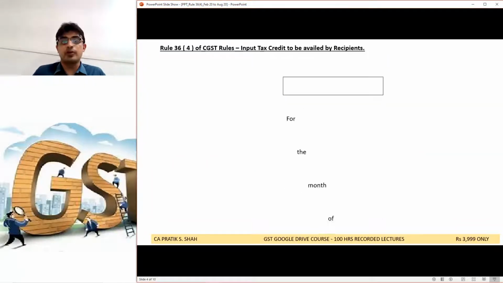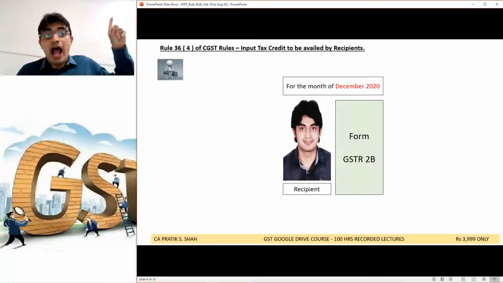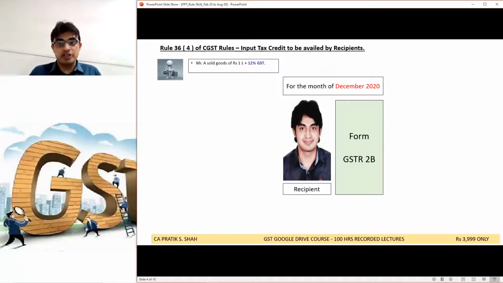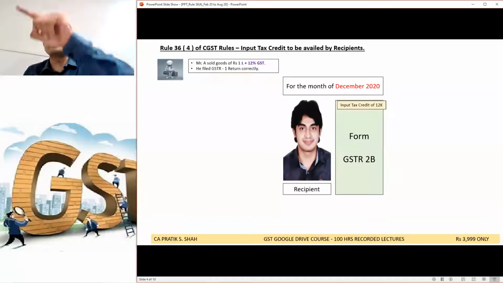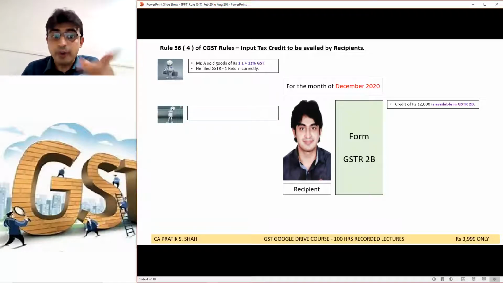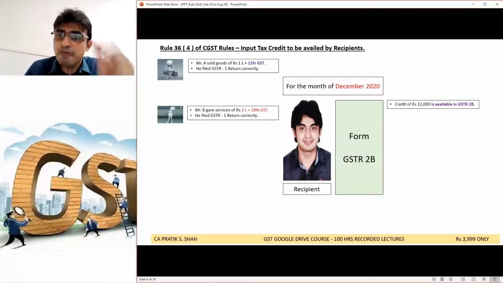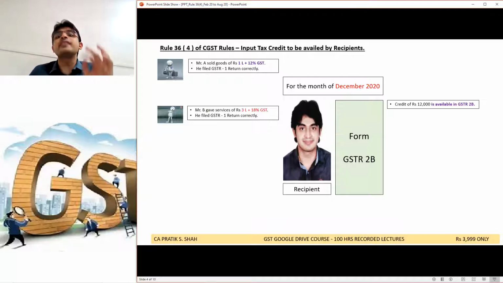Part 1 begins. Say for the month of December 20, I am a recipient. I purchase goods from this supplier, 1 lakh plus 12% GST. This supplier correctly filed GSTR1. And through his GSTR1, this input tax credit detail got auto-populated in my 2B. This is correct. This 12,000 I can see in my 2B. Fair enough. Now from this supplier, I avail services 3 lakh plus 18% GST. He also filed GSTR1 correctly. So this ITC of 54,000 also I can see in my 2B.